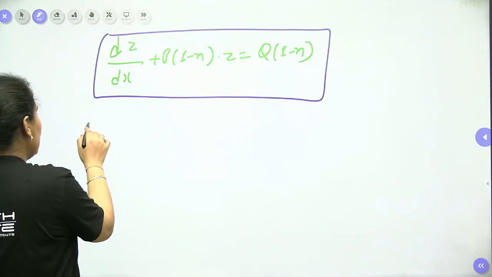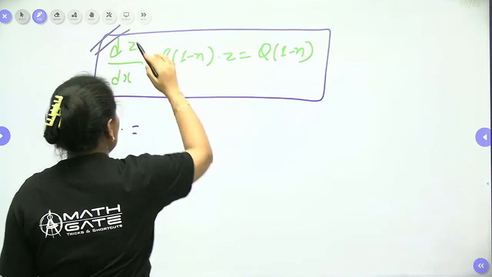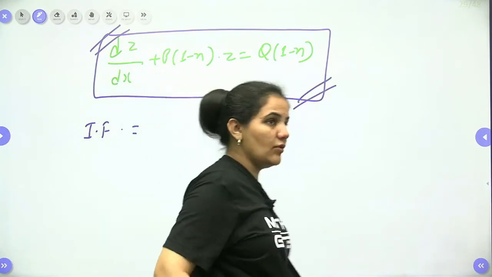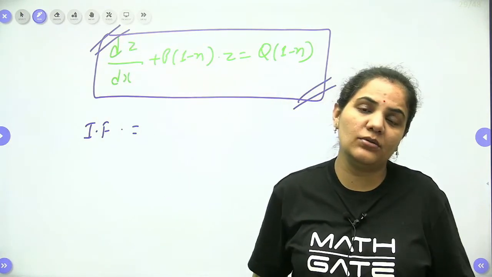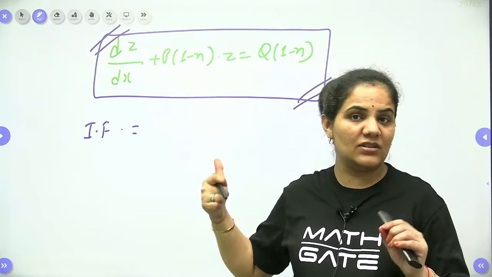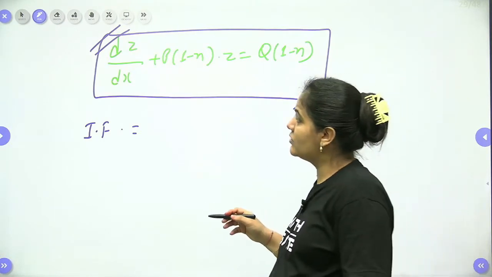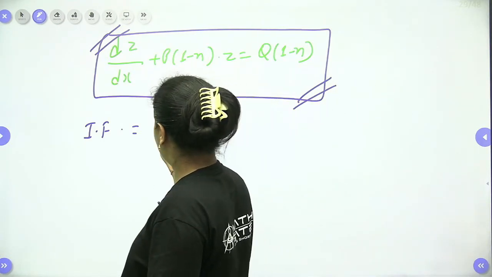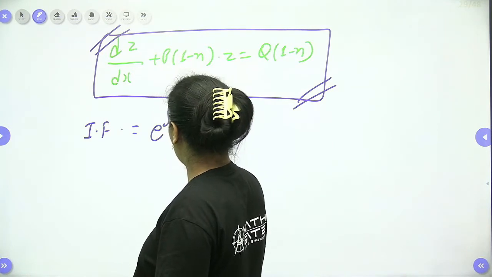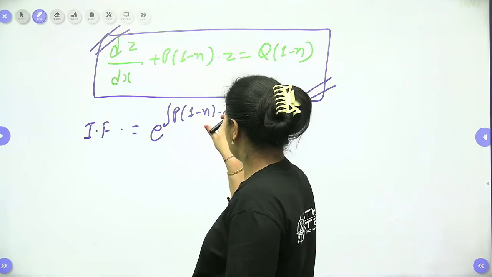So what will be the integrating factor? Exactly in this form the question has been written for you. Whenever the question is of the non-linear, reducible to linear, or Bernoulli's equation form, exactly in this pattern the question is written each and every time. So you have to find the solution from here. So you will find the integrating factor. Your integrating factor will be e to the power integral of p into 1 minus n.